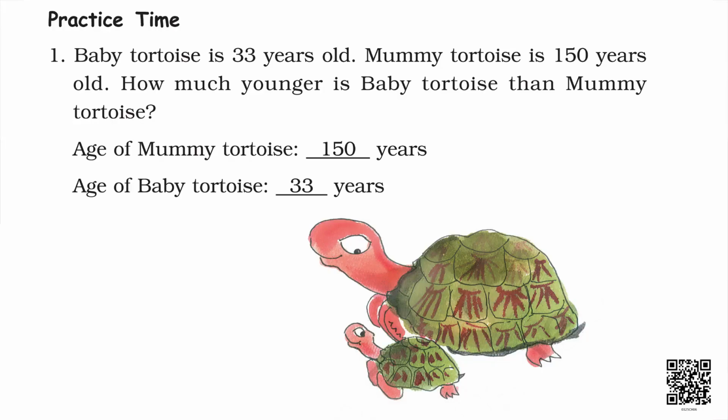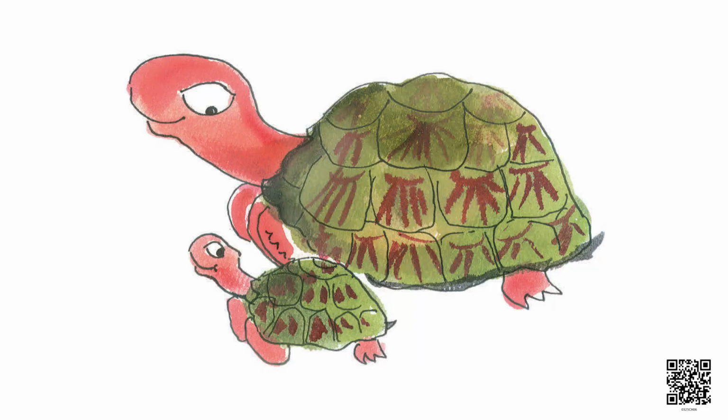Baby tortoise is 33 years old and mummy tortoise is 150 years old. So how much younger is baby tortoise than mummy tortoise? Students, we know that mummy tortoise is 150 years old and baby tortoise is 33 years old. So to find the difference, we will do subtraction.